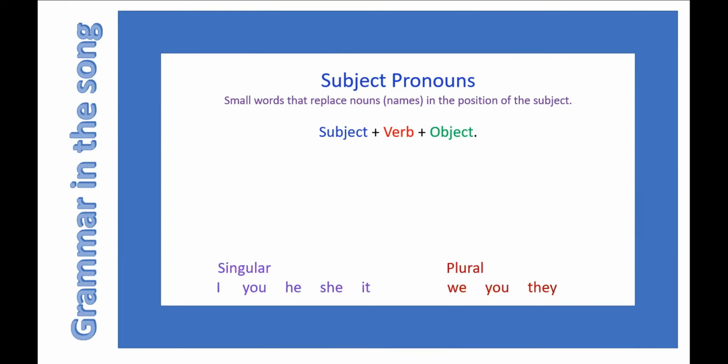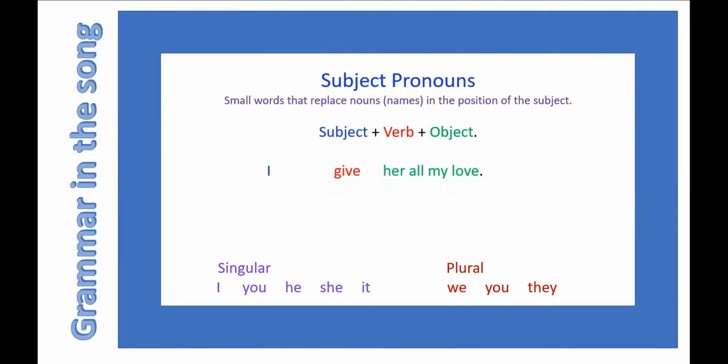Subject pronouns are the following: in singular, first person I, second person you, third person he, she, or it, and in plural, first person we, second person you, and the third person they. Let's see some examples of subject pronouns in the song.